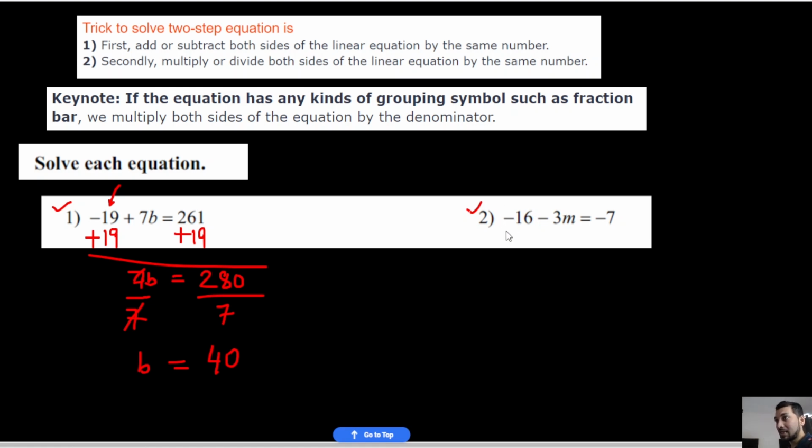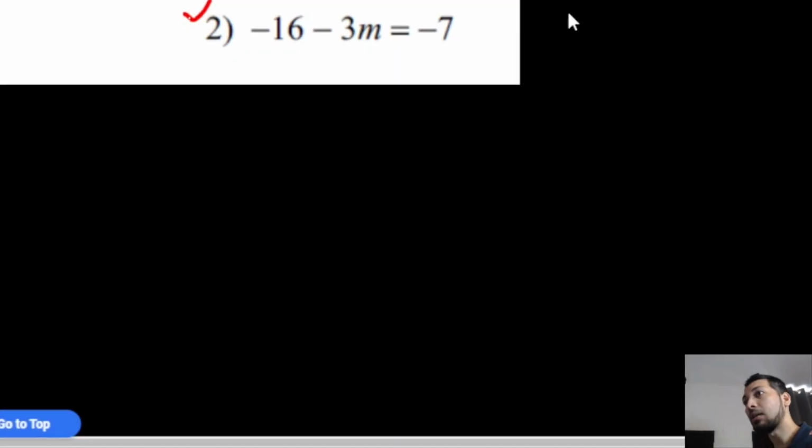Perfect. Now let's try to see how to solve number 2. Here we have negative 16 minus 3m equals negative 7. So these steps are pretty much the same. We need to get rid of this negative 16 from the left side first. So you need to do addition or subtraction. In this case, we always look for the sign in front of the digit. So in this case, we can see that we have a negative sign. So we add 16 on both sides.